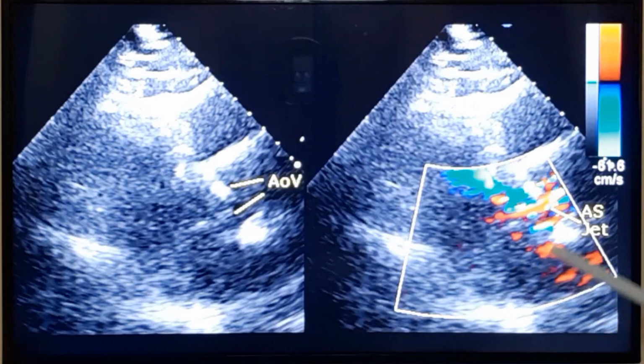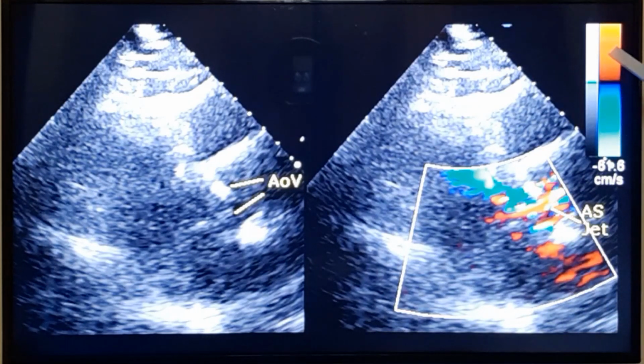This is the color Doppler showing an eccentric jet. You can see a multicolored mosaic jet. Multicolored is because there is variance in the velocity. Velocity is not uniform at all regions. This is the aortic stenosis jet.